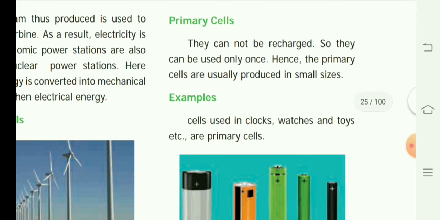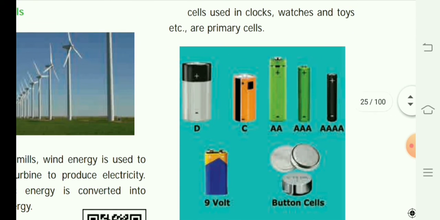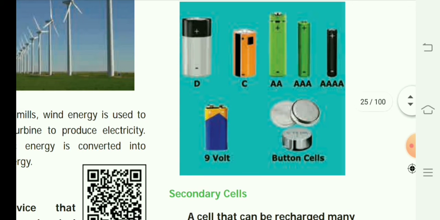You know the clocks, watches, and toys. How do they work? They work with the help of a battery. We use the battery inside the watches, clocks, or toys, then they will work. These are called the primary cells. See the picture. More batteries are there. These are called primary cells. They cannot be recharged. They are used only one time. After that they are not used.